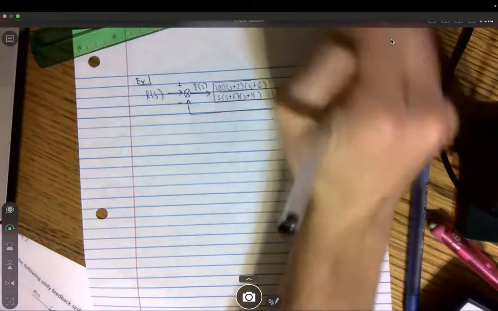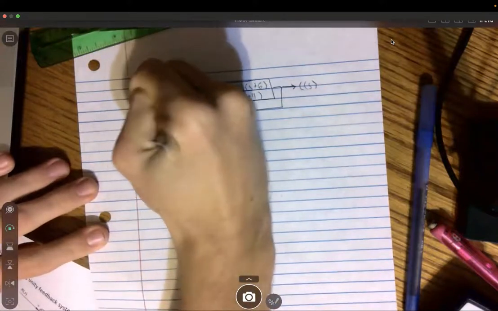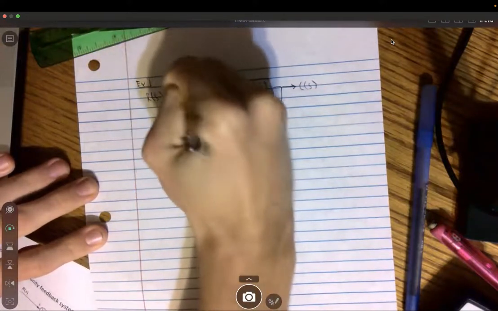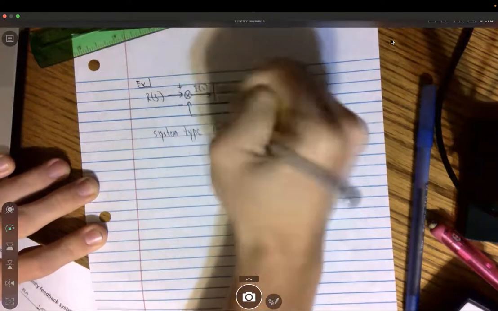And so what is the system type? We have one pure integrator, so our system type is going to be I equal to 1.